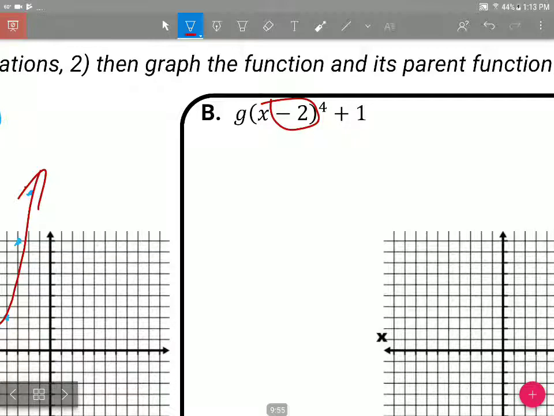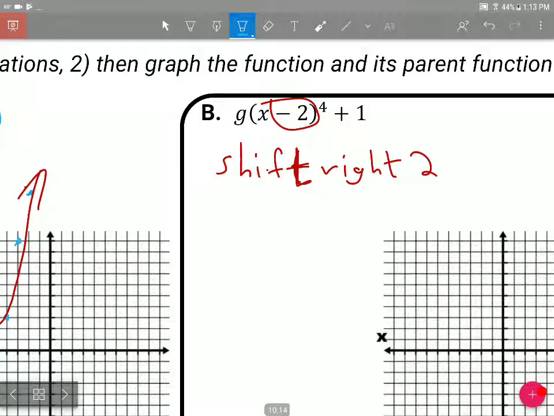-2 on the inside. Go back up to your chart. Which one is that? Section 1, 2, 3, 4, 5. 1. Okay, so it's a shift. Right 2. Good, it's a shift to the right 2 units. All right. What about the positive 1? That's a shift up 1. Good. It is also a shift.